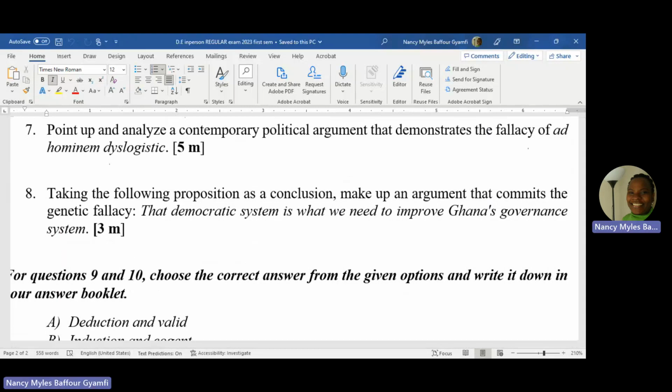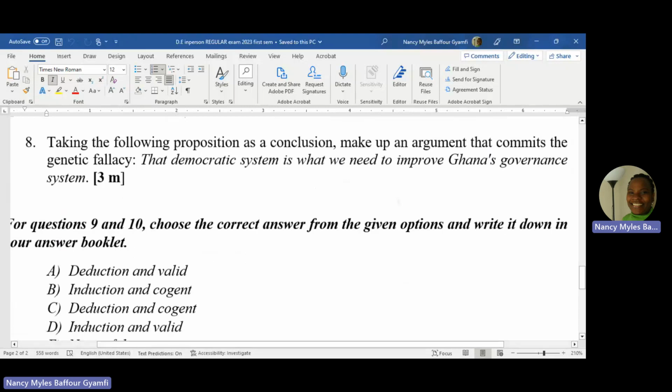The dyslogistic would be the example I gave earlier. I don't think Nana qualifies to be president of Ghana because he's too short, or because he's so and so, or he comes from so and so place. You are saying don't accept him, negative, because of circumstances about him. That's dyslogistic. That's a typical example.